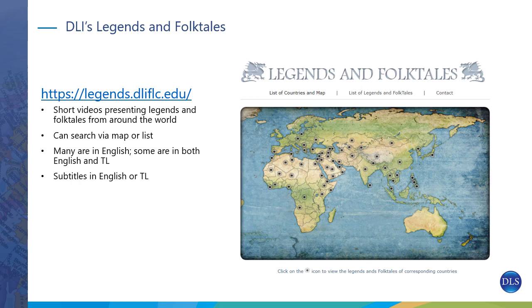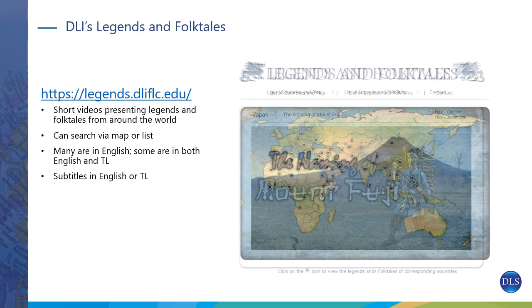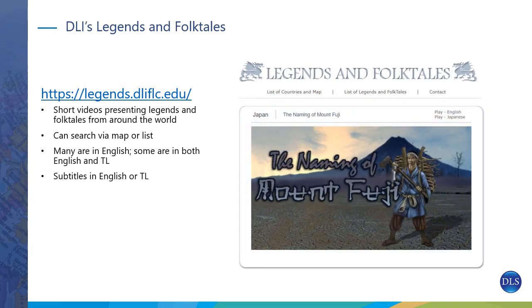The next resource that's kind of fun are DLI's Legends and Folktales. The DLI Legends and Folktales are short videos presenting legends or folktales from around the world. You can search either via a map, like you can see here on the screen, or a list. Many of these resources are in English. However, some are both in English and in the target language. For example, this one about the naming of Mount Fuji, you can play it in English or in Japanese.